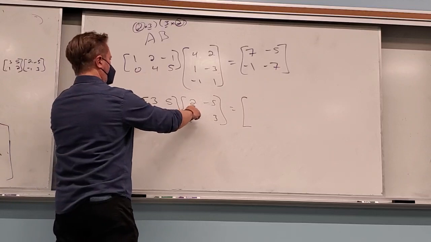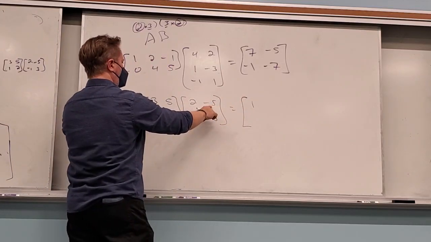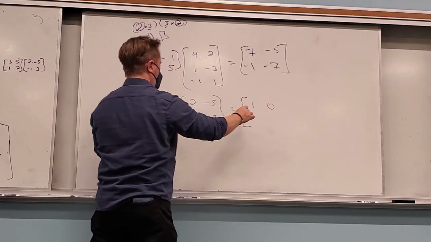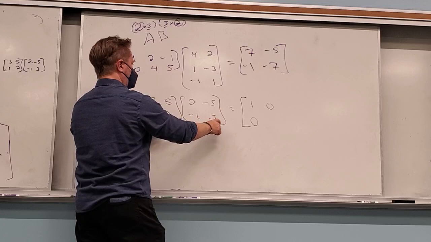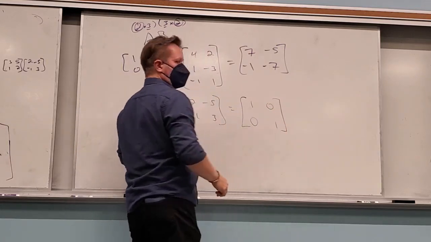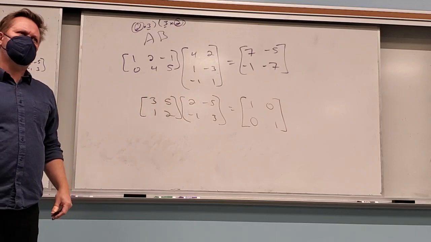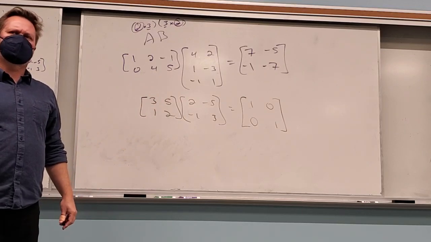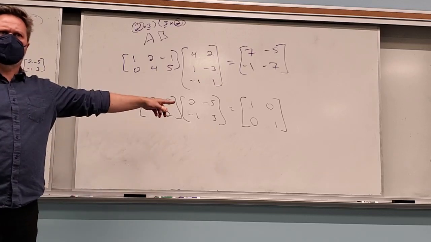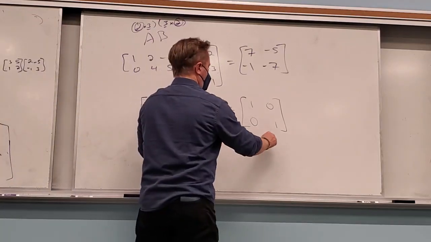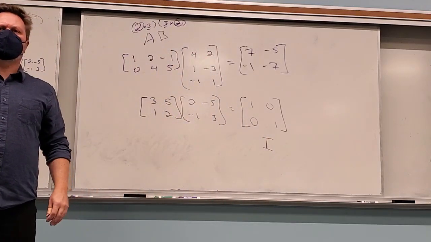So let's see, you get 6 minus 5, right? 1. Negative 15 plus 15 is 0. 2 minus 2 is 0. Negative 5 plus 6 is 1. Does that look familiar at all? This is called the identity matrix. It's like the matrix equivalent of the number one.